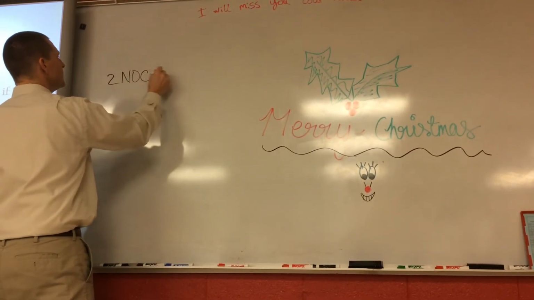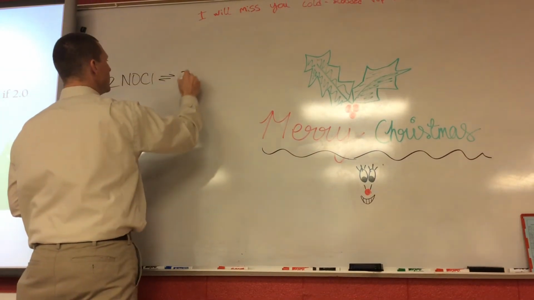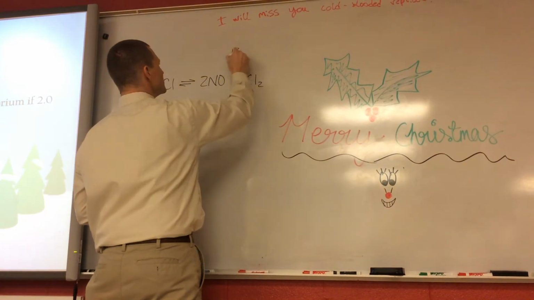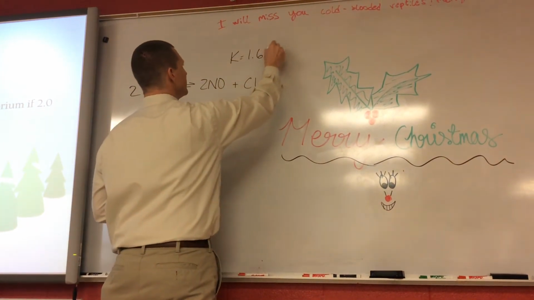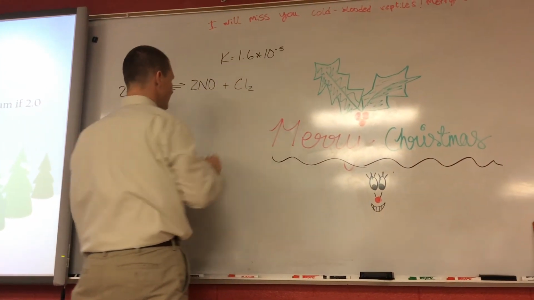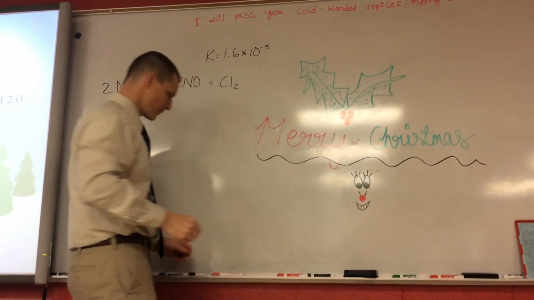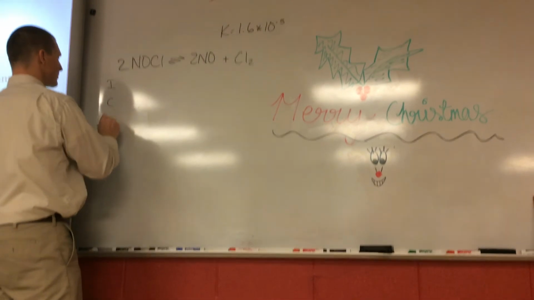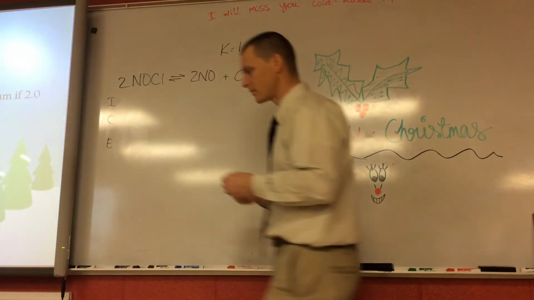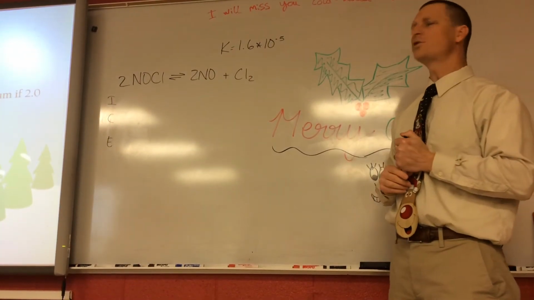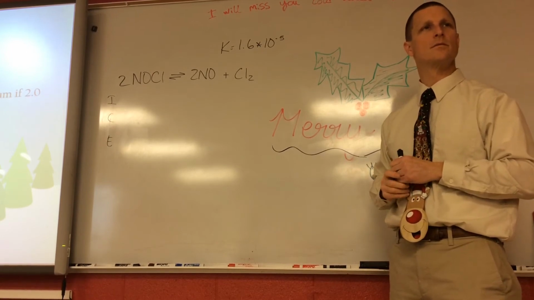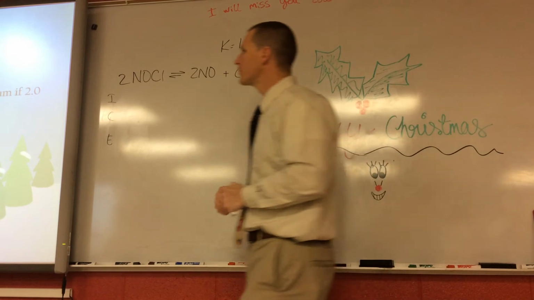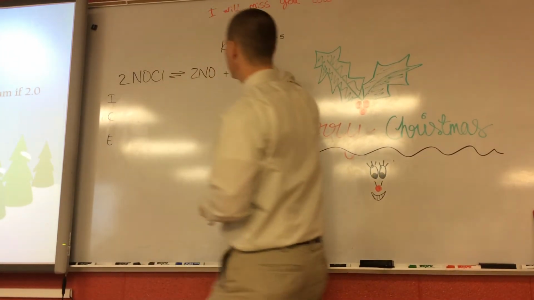NOCl yields 2NO plus Cl2. And the K for this reaction is 1.6 times 10 to the negative 5th. We make an ICE table. What do we know? What are we given to start with? The equilibrium constant. So we know K.